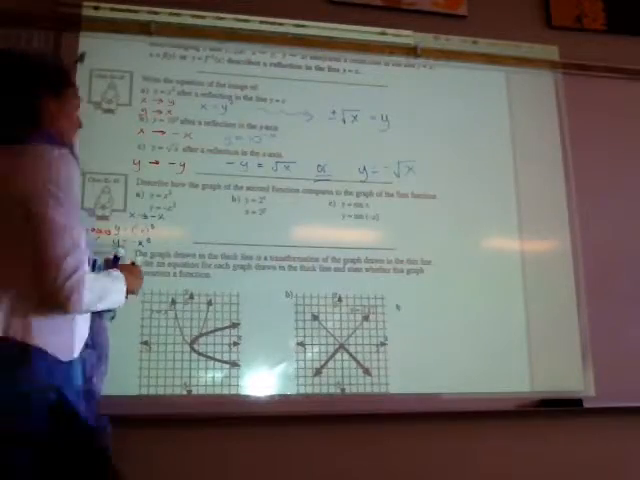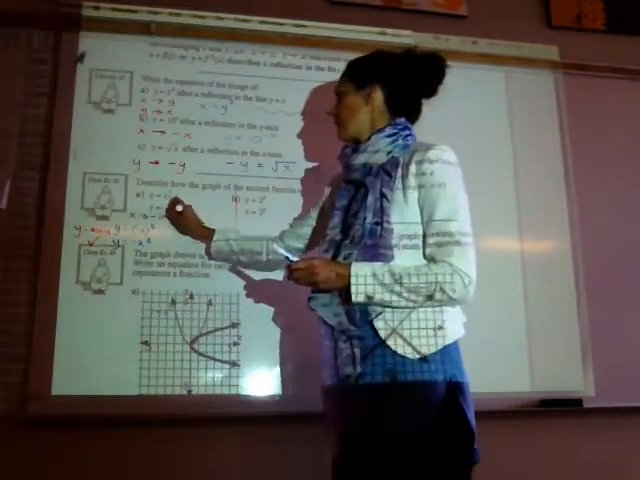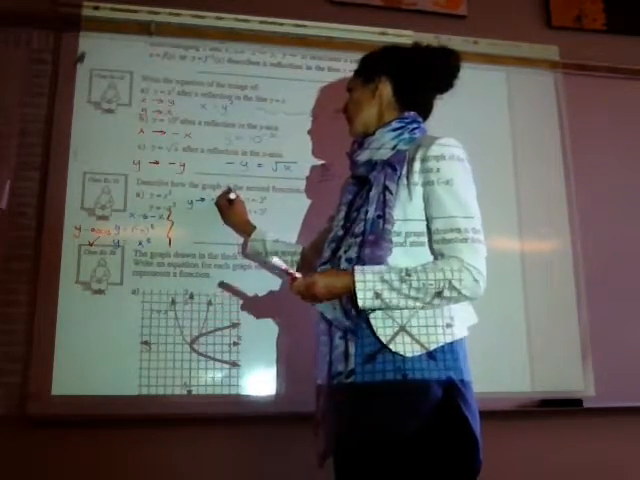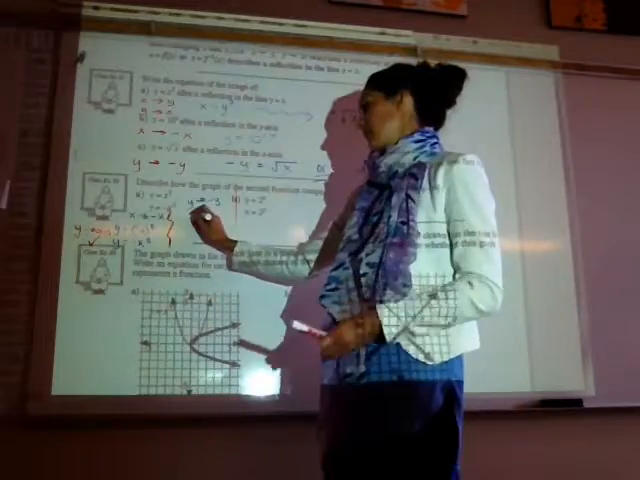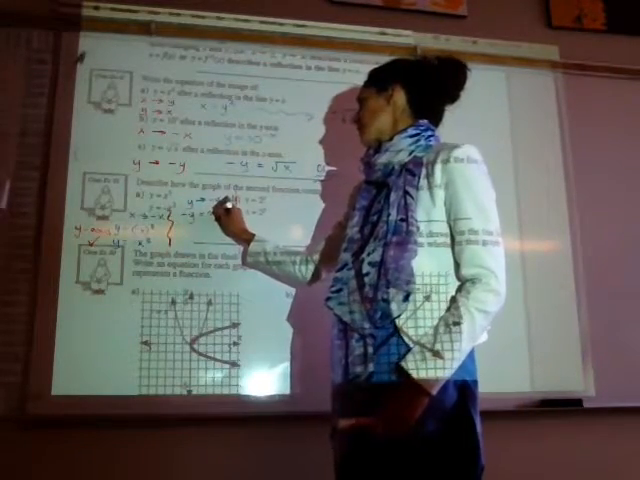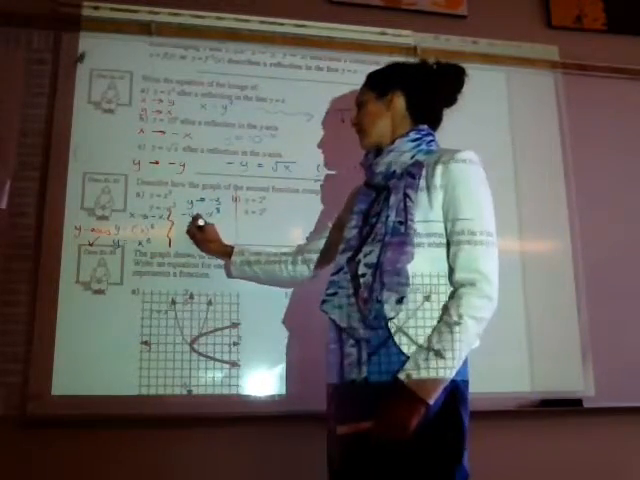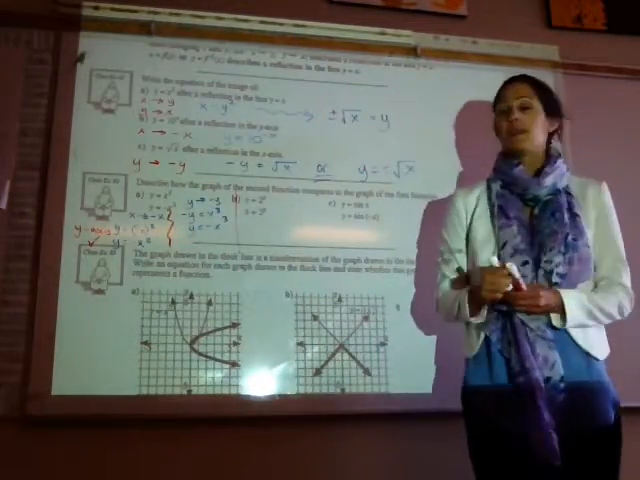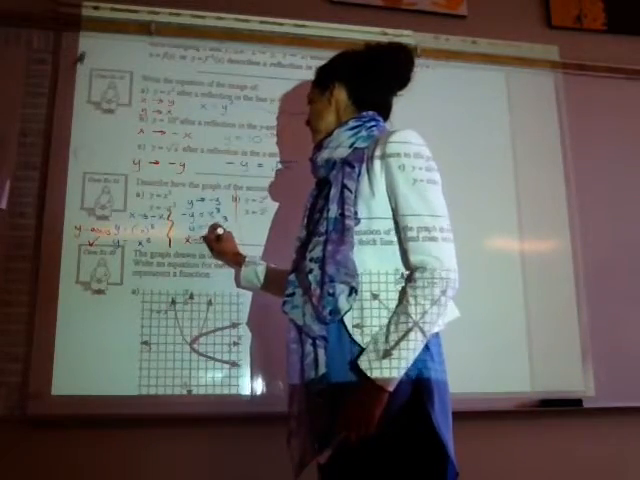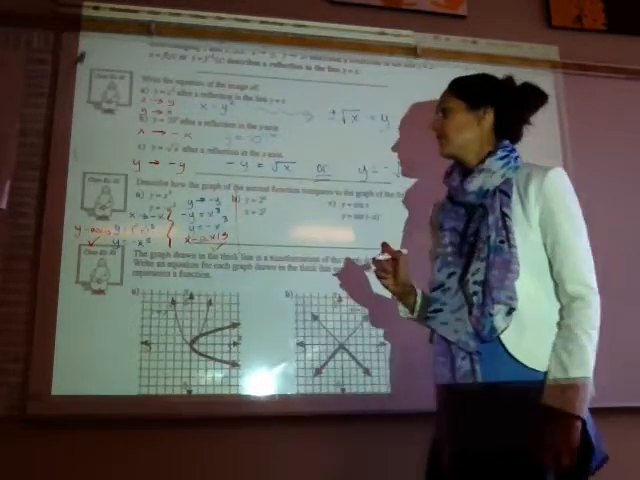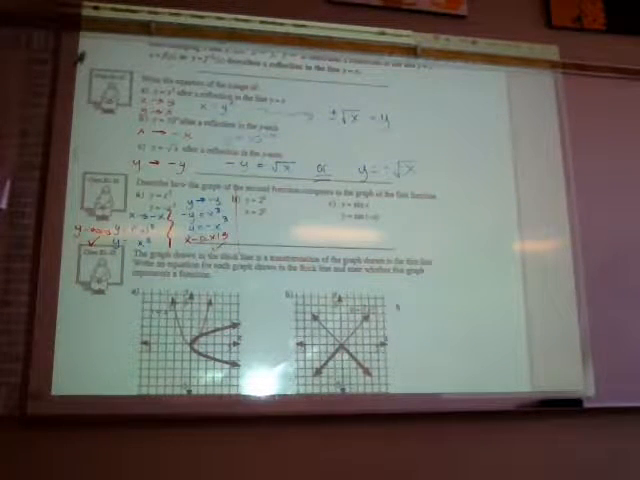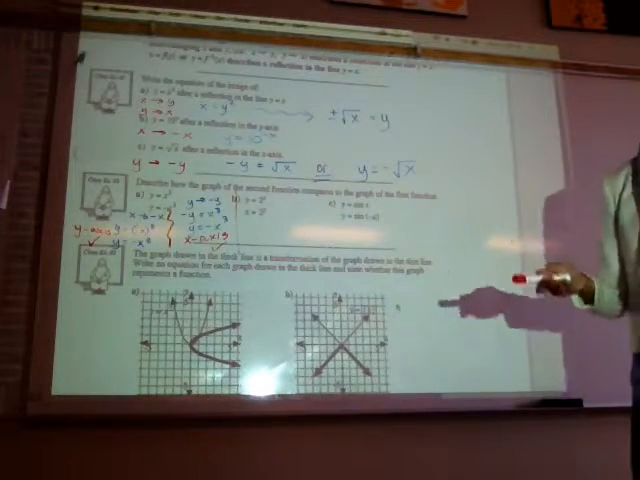Let's try the x-axis. Okay, so if y is replaced with negative y, then we would write negative y equals x cubed, divide by the negative, and do we still get y equals negative x cubed? Yep. So in other words, for part A, it could be either a reflection in the y-axis or it could be a reflection in the x-axis. It's both. Not at the same time, but it could be one or the other.